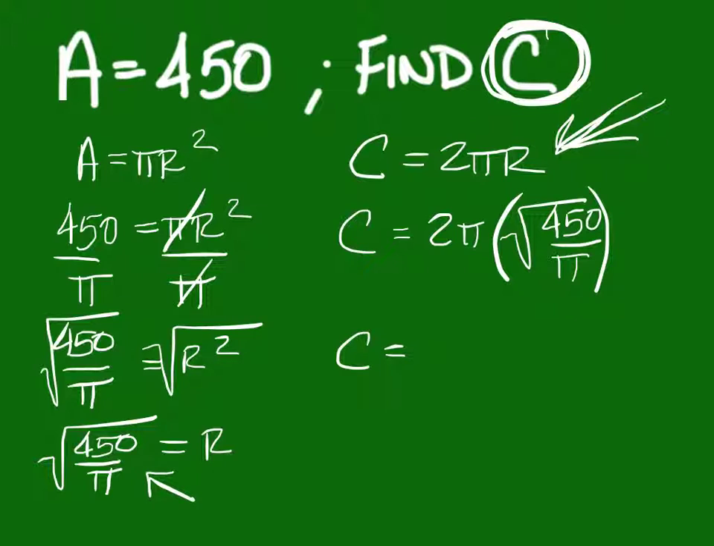Do the parentheses first. You want to do the square root of 450 divided by pi. That's 11.96826, but don't forget, don't do anything until you've multiplied by 2 pi. And the final answer should be 75.2.